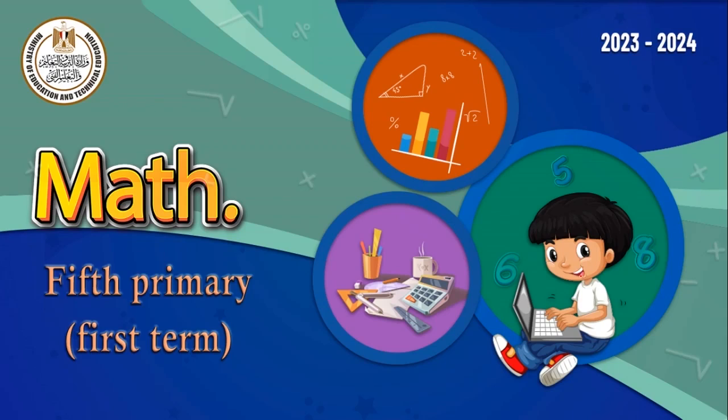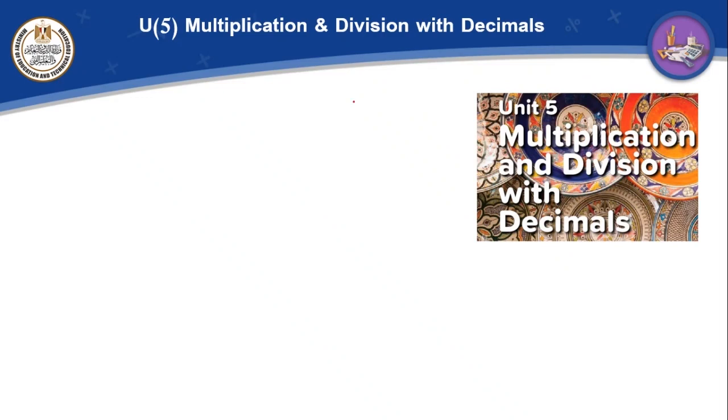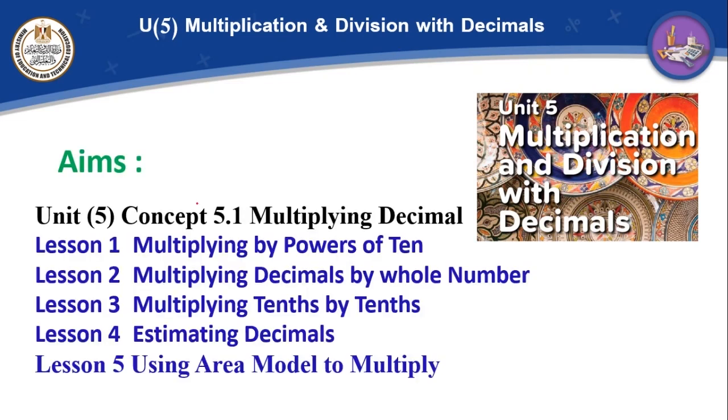Hi, grade 5. Today, inshallah, we discuss unit 5 from lesson 1 to lesson 5. Let's begin. Unit 5 is talking about multiplication and division with decimals. This picture, you find it in your student book, refers to the unit. Our aims today, we discuss in unit 5 concept 5.1, multiplying decimals.